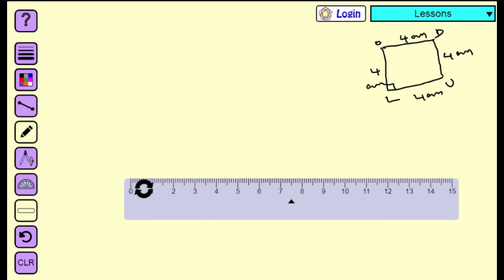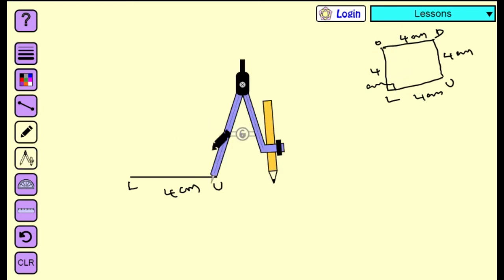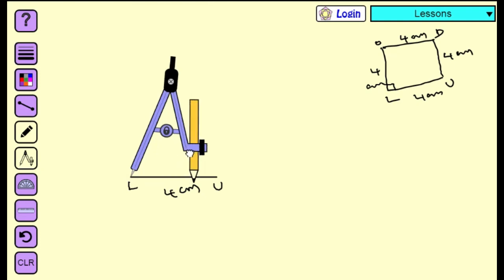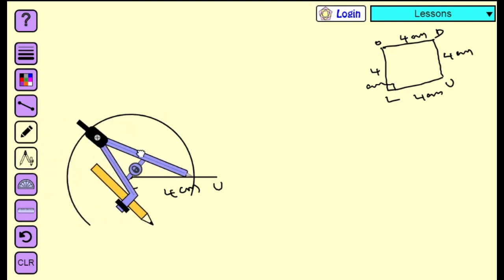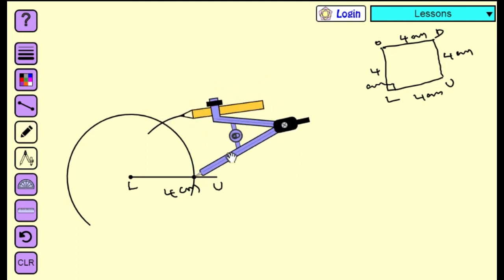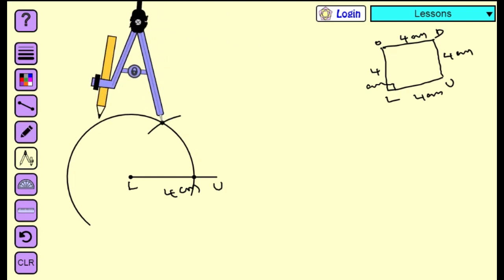First draw a line segment L to U with 4 centimeters. Now construct angle L equal to 90 degrees. For that, take the compass with L as the center and take the compass radius as more than half of the length of L to U, and with the center L draw an arc. Now here we got an arc. Again with the same radius, cut the previous arc at the 60 degrees point. So now this arc indicates 60 degrees. With the same radius, draw another arc which cuts the previous arc.